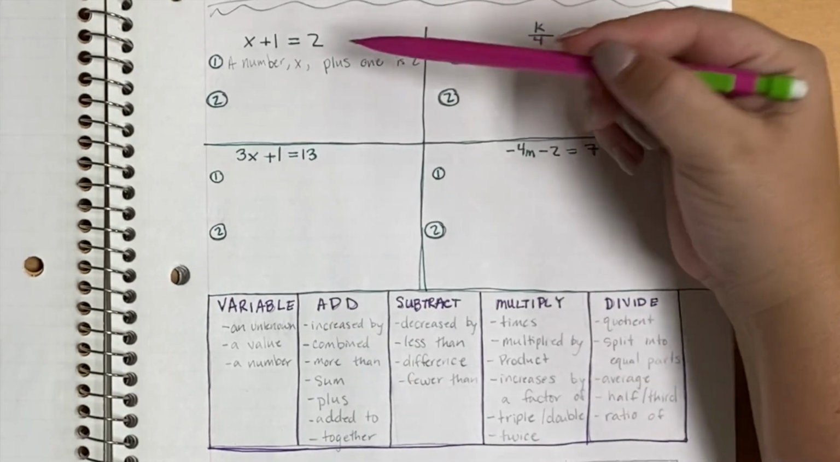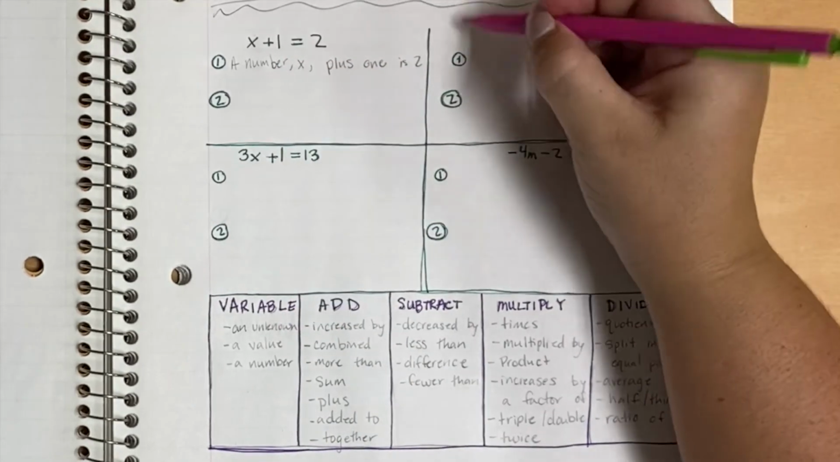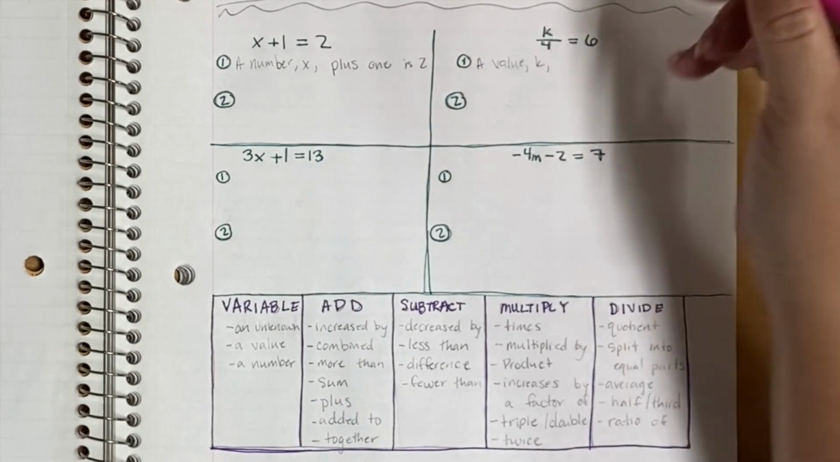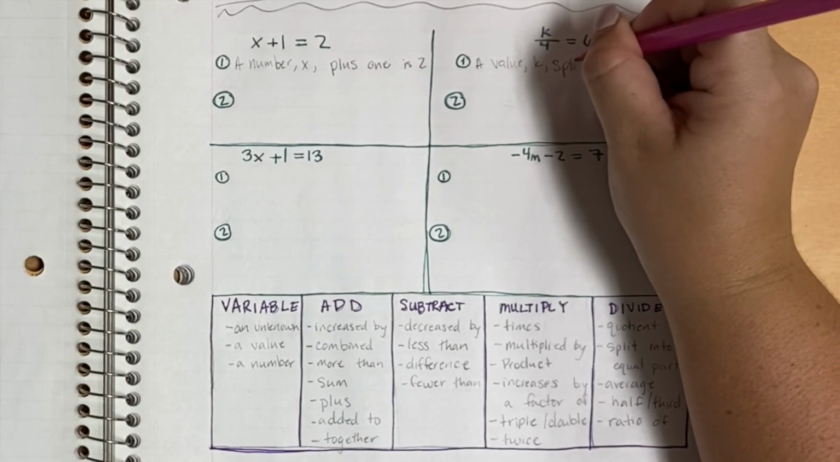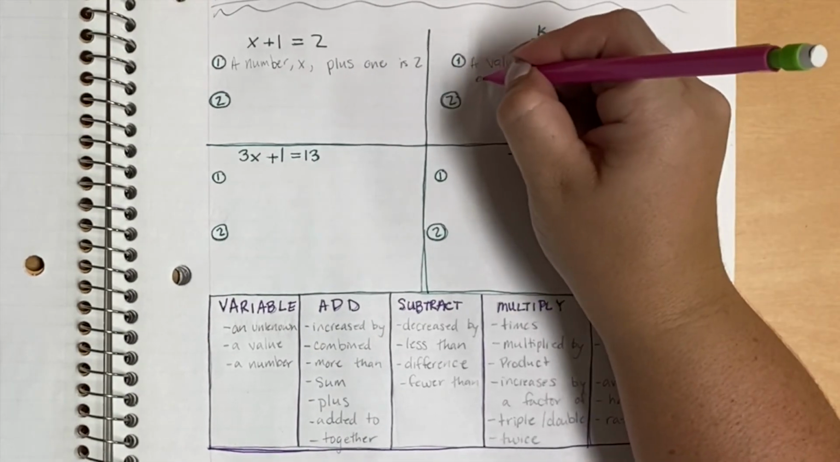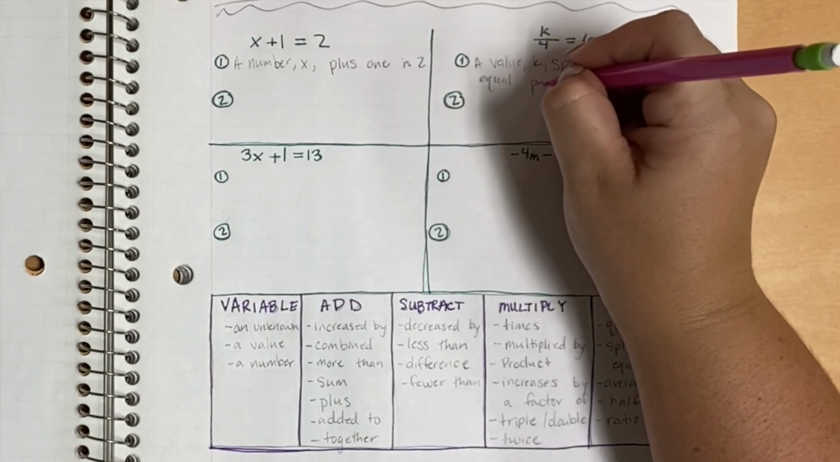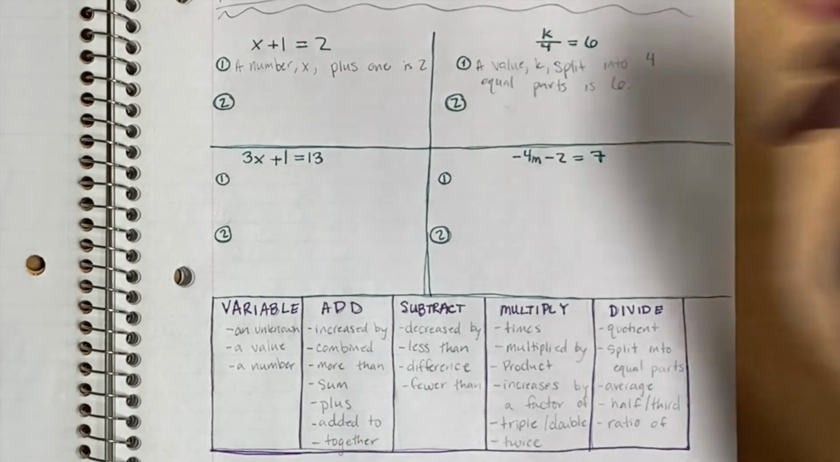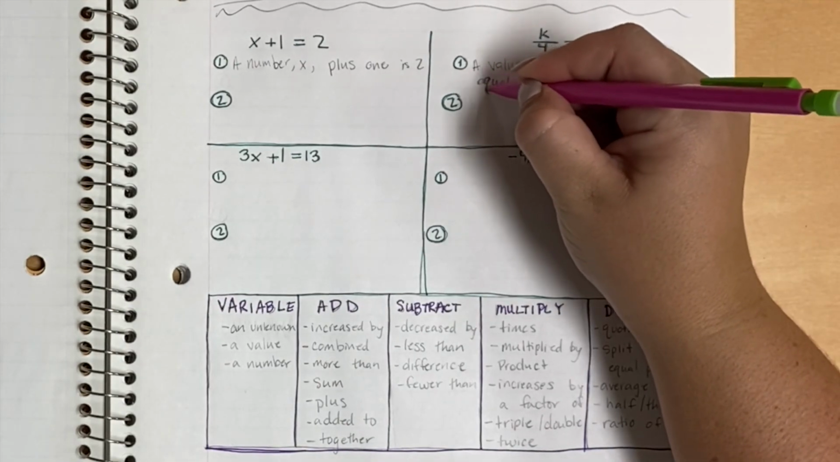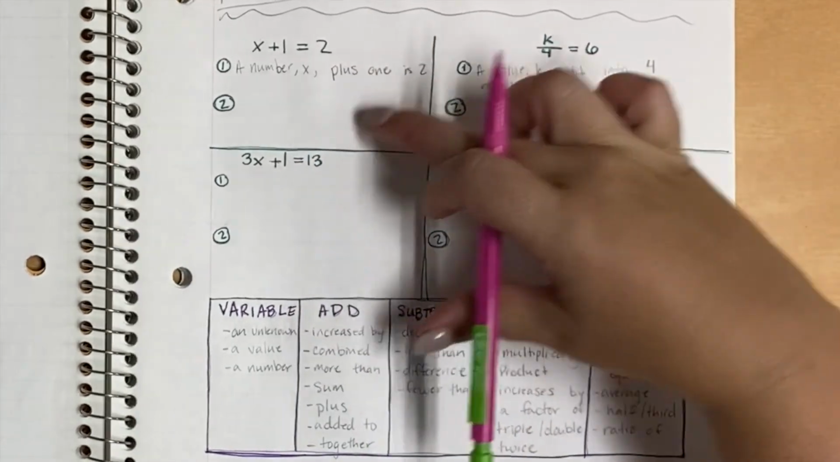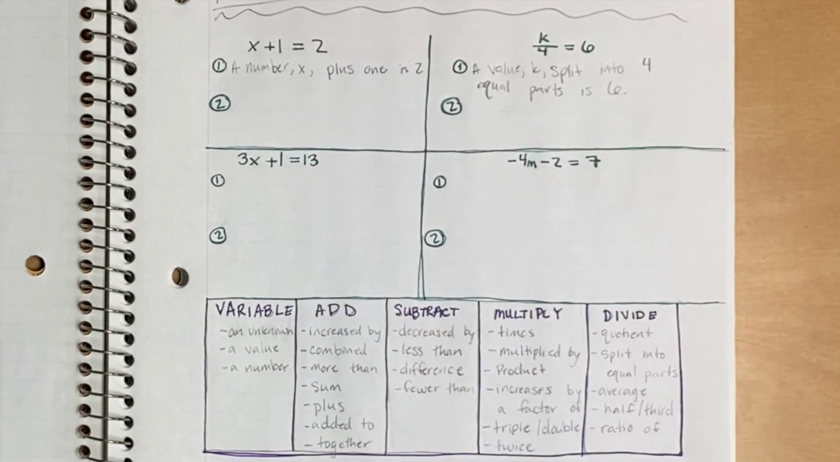And instead of a number like I used here, maybe I'll use a value. A value, k, split into 4 equal parts is 6. So there are 2 examples of equations that we could write. So now these are both one step, but we are going to be writing some 2-step equations too.